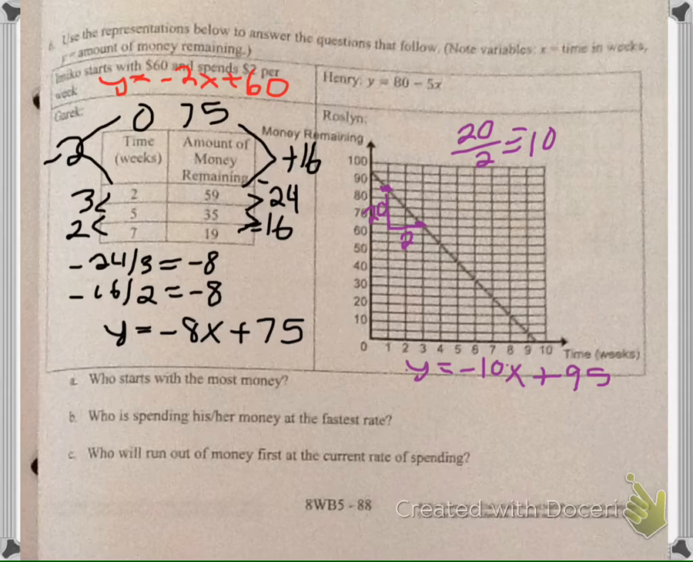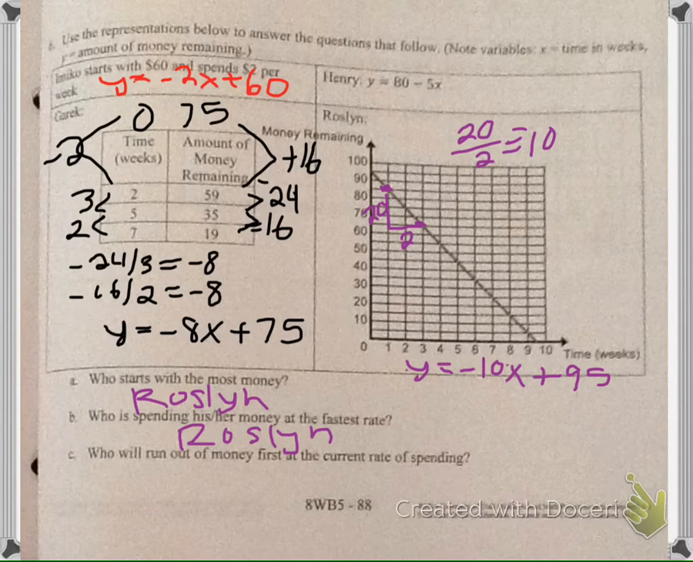Okay, so who starts with the most money? Well, Rosalind started with 95, so she started with the most. Who is spending their money the fastest? So we have $10 per week, $5 per week, $2 per week, or $8 per week. So Rosalind again.